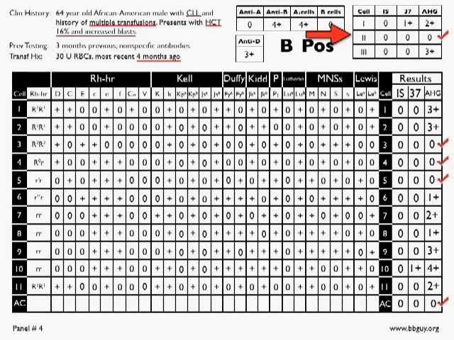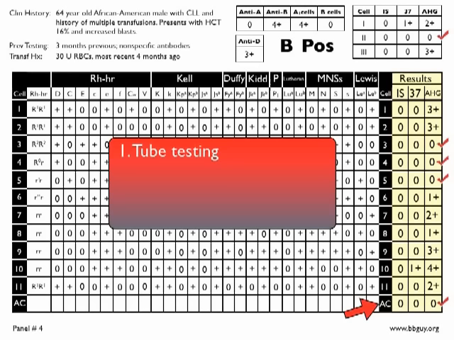We go down and we take a look at the panel itself. Okay, again, what can we learn? First, this is tube testing, clearly, no question about that. We have the immediate spin phase. Second, the auto control is negative. That's great. That's the way we like to see it. Third, when you look at the reactions, just looking at the AHG phase, you have zeros all the way up to 4+ with everything in between. You have 1+, 2+, 3+, 4+, and obviously zeros, as I said.